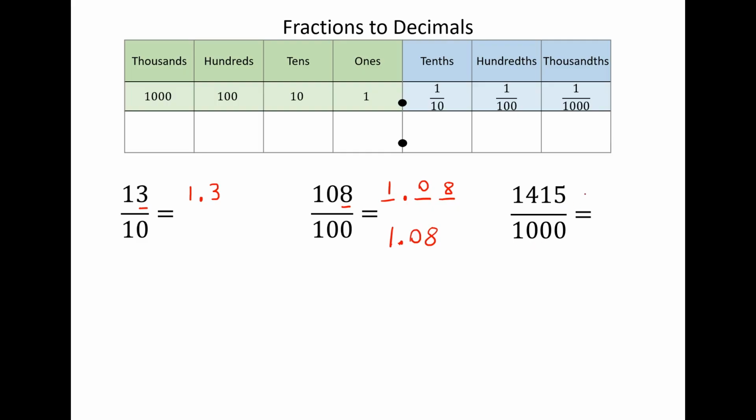Now for my last one, I got 1415 over 1,000. Since I'm over 1,000, I know I have 3 place values over after the decimal. I'm just going to fill in the 5, the number to the right, first, as my smallest value. So that's going to be 5, 1, 4, 1. Hence my final answer should be 1.415. So that's how you convert fractions to decimals.